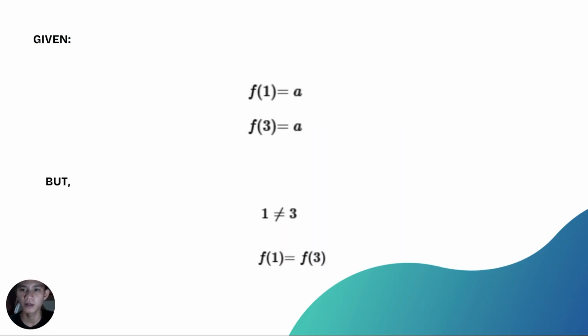In our item, it is given that function 1 is equal to A, and the same goes for function 3. But we also know that 1 is not equal to 3. And by the transitive property, we also know that function 1 is equal to function 3. Thus, it violates the test for injectivity. Therefore, the item is not injective.